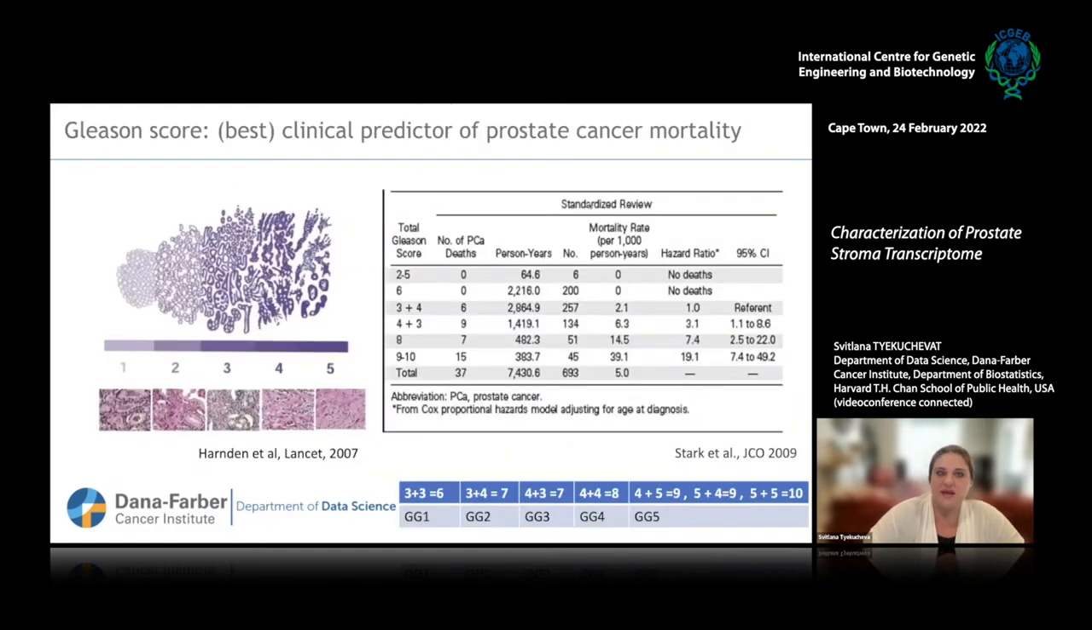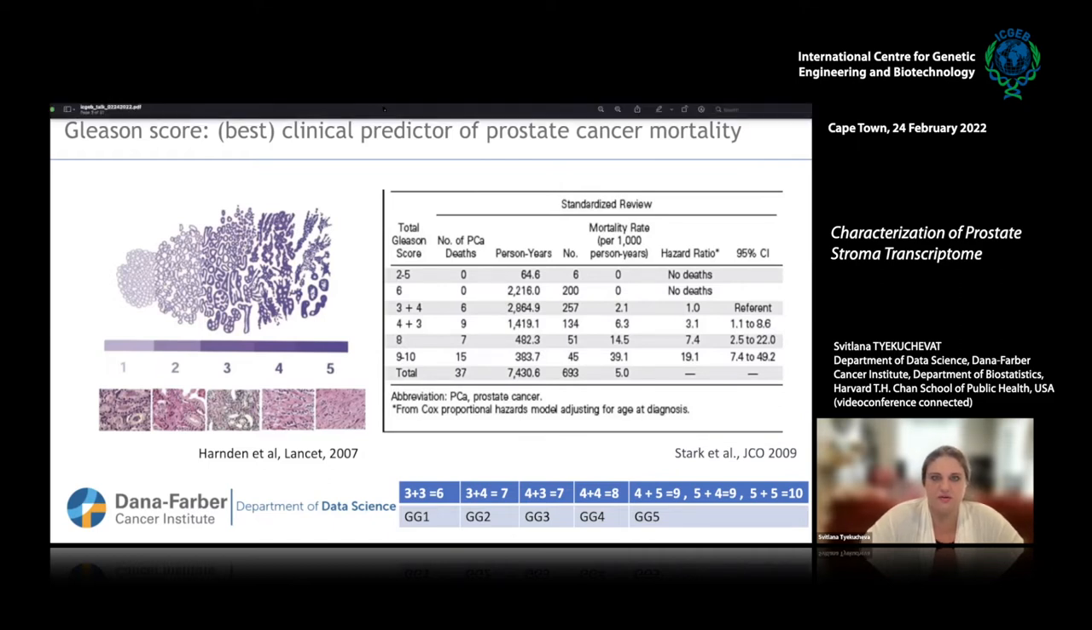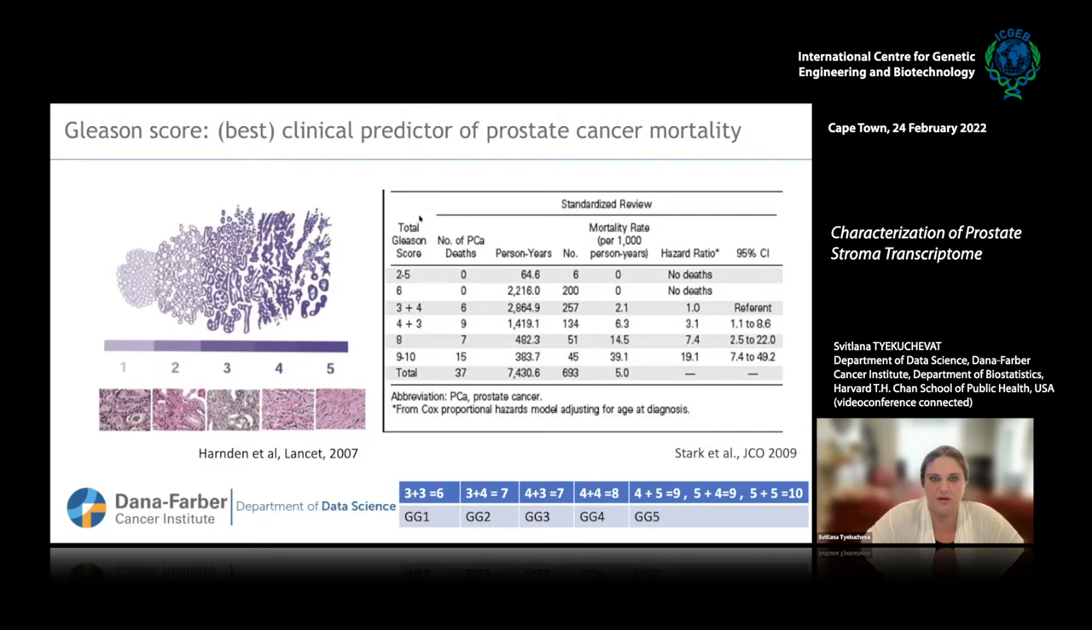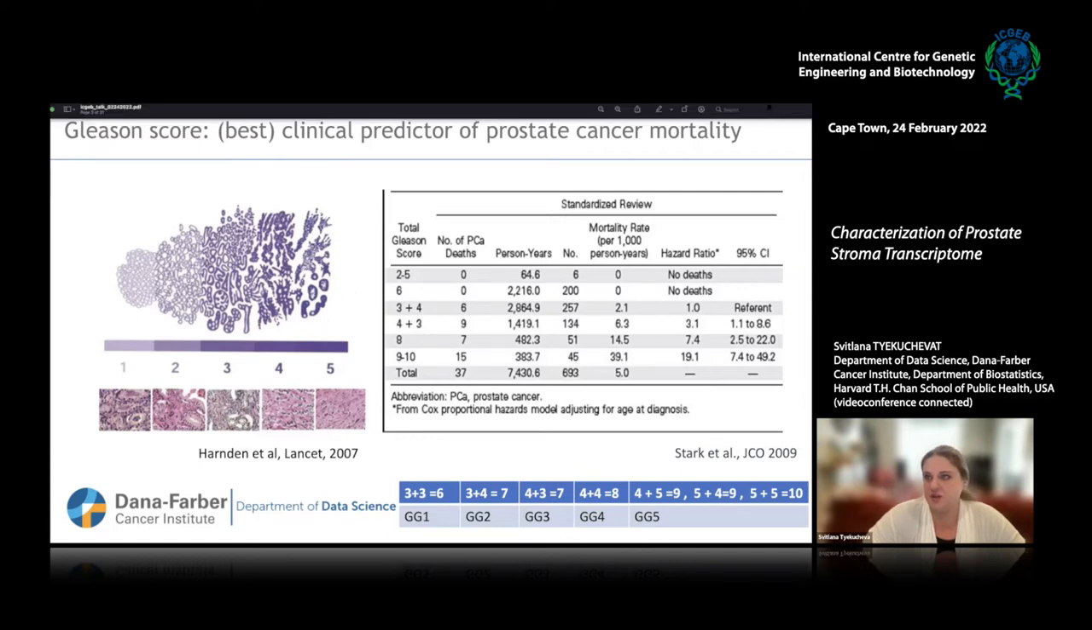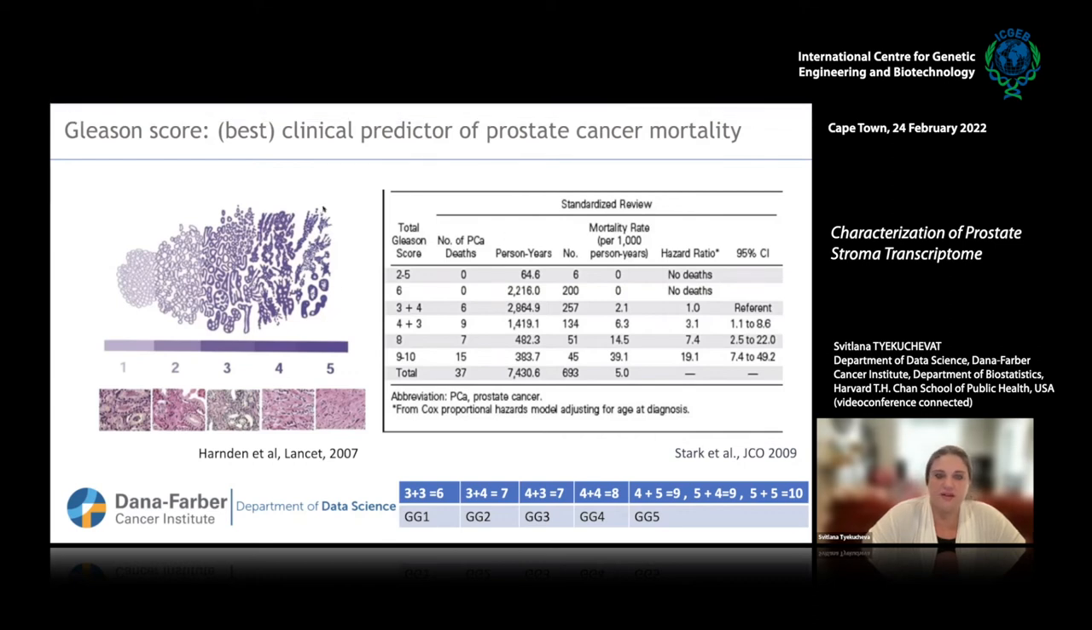So far, the best clinical predictor remains the Gleason score. The Gleason score is a morphology measure. It is based on the morphology of the tissue. So basically the cells are graded by the pathologist, and it's a measure of differentiation. The less differentiated the cells are, the more aggressive the cancer is, and the higher the Gleason score assigned.